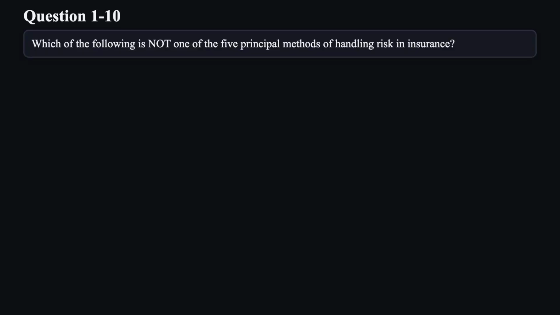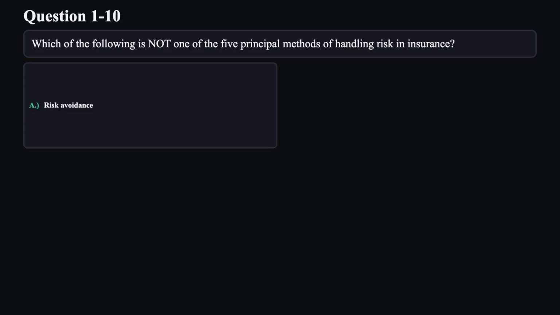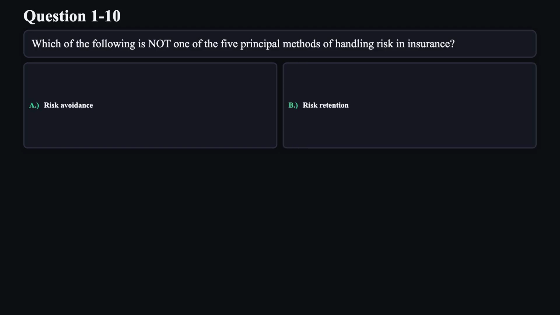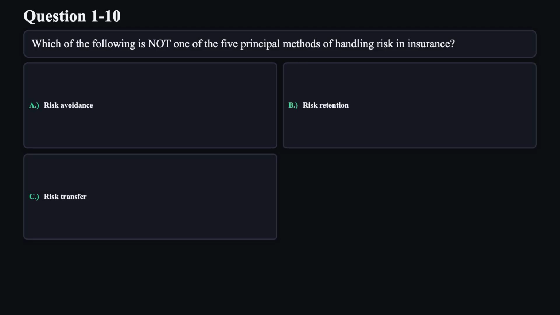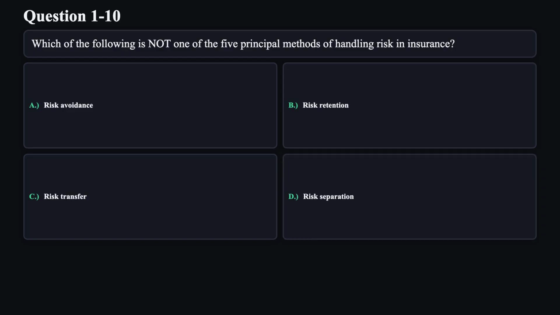Question 10. Which of the following is not one of the 5 principal methods of handling risk in insurance? A. Risk avoidance. B. Risk retention. C. Risk transfer. D. Risk separation.